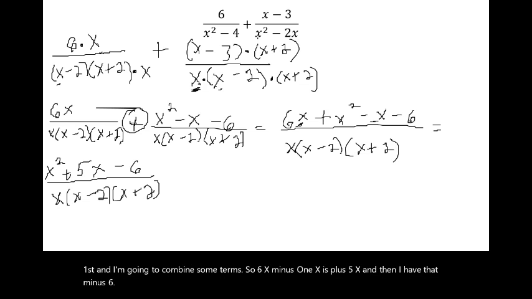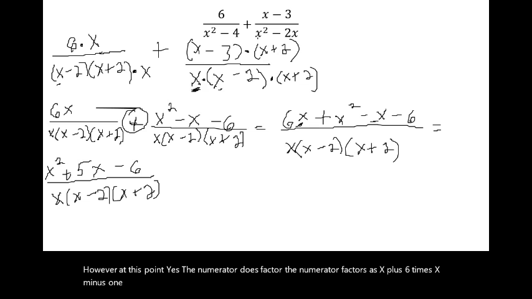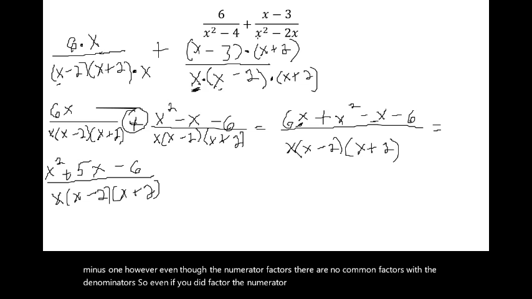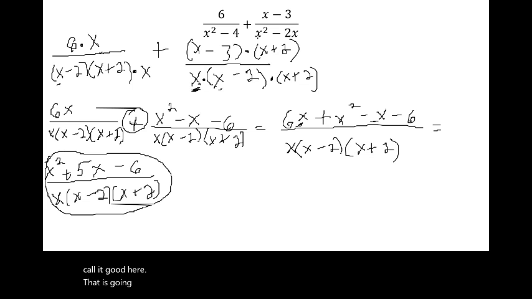However, at this point, yes, the numerator does factor. The numerator factors as x plus 6 times x minus 1. However, even though the numerator factors, there are no common factors with the denominator. So even if you did factor the numerator, nothing is going to cancel out with the denominator. The top and bottom have no common factors. So because of that, we're going to call it good here. That is going to be our final answer. Nothing can cancel out, so this cannot reduce any further.